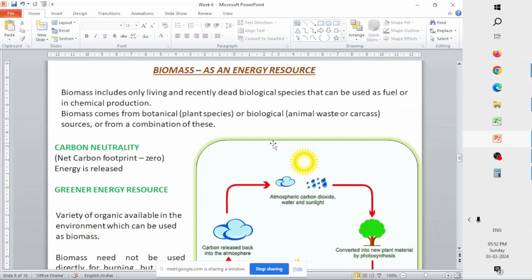So yes, now we have come to an end with our solar energy as a renewable energy system. We move on towards our next energy source, that is your biomass.